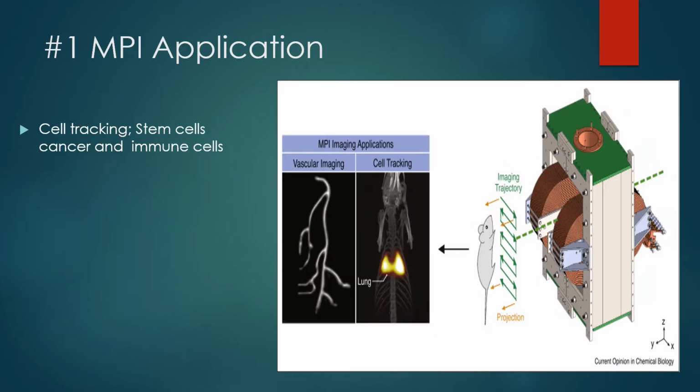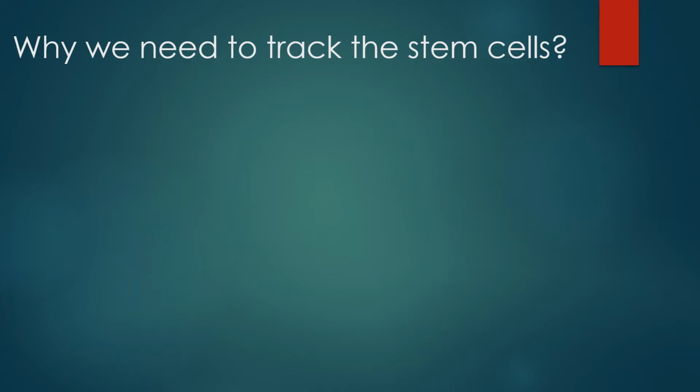So the first MPI application in preclinical research is cell tracking, like stem cells, cancer, and immune cells. Now the question arises, why do we need to track the cells? And in this case, why do we need to track the stem cells? One of the important stem cells is mesenchymal stem cells, which are used in tissue engineering.